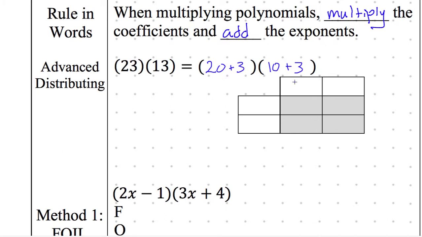And then I'm going to rewrite those on the sides of this square. So I have 20 plus 3, 10 plus 3. I'm going to multiply these two numbers. And pay attention to the form here. I have 20 plus 3, but down here I'm going to have a 2x minus 1. So it's very similar. This is called advanced distributing because I'm distributing 20 times 10, 20 times 3, 3 times 10, 3 times 3. That's what I'm doing in this box. This column is going to be multiplied by this row. So what is 20 times 10 for this box? 20 times 10 is 200.